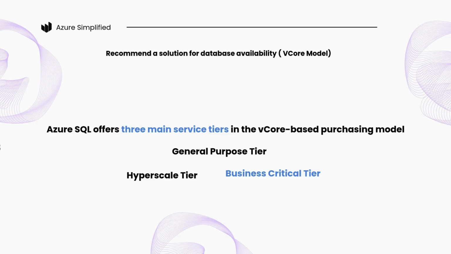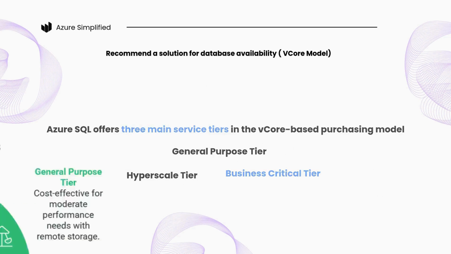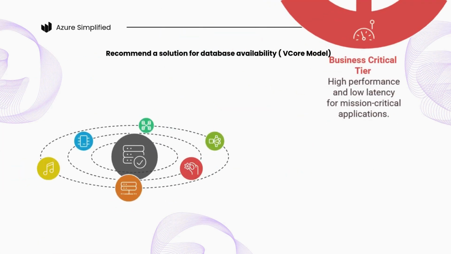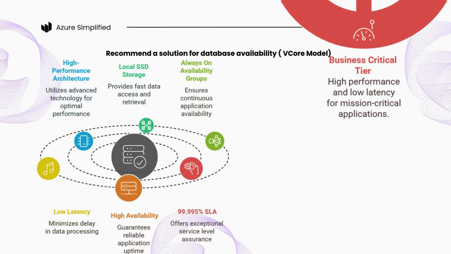2. Business Critical Tier. 1. Uses a high-performance architecture with local SSD storage and Always On availability groups, AOAGs. 2. Best for mission-critical applications needing low latency and high availability. 3. Availability, 99.995% SLA, with automatic failover.